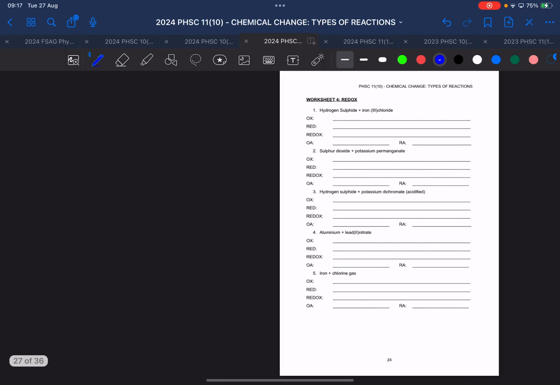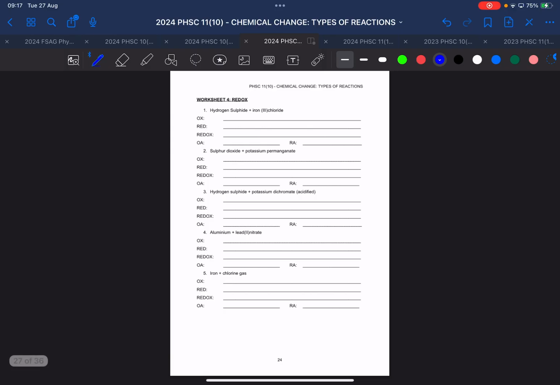Okay, so now your homework, classwork, and if you don't finish homework, is page 24. Page 24. Okay, so you start with that. Yes, the whole page.